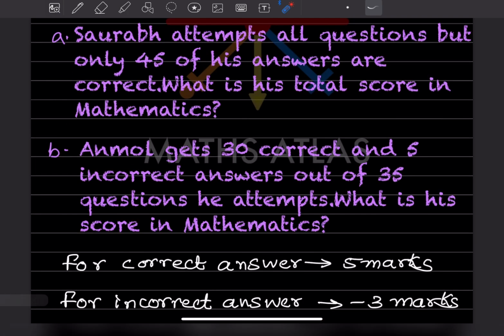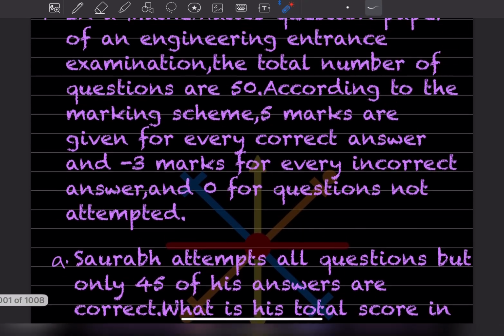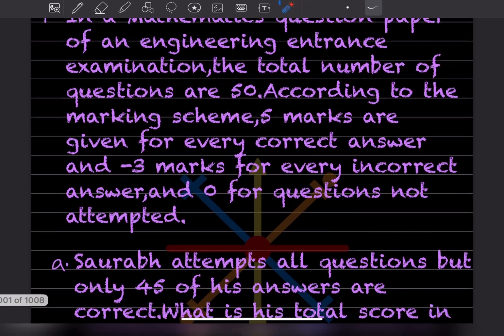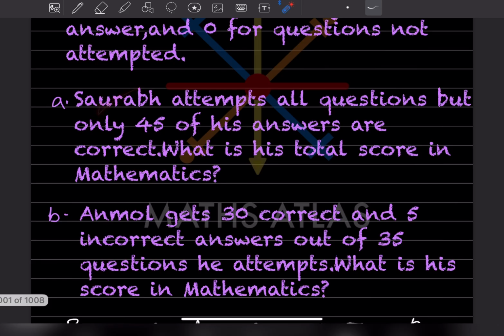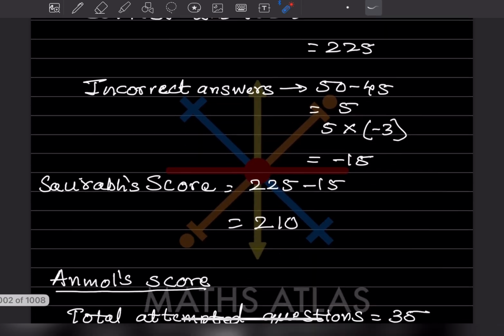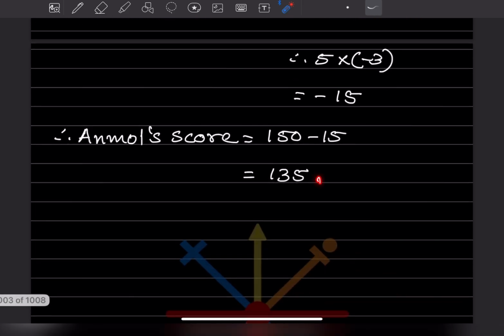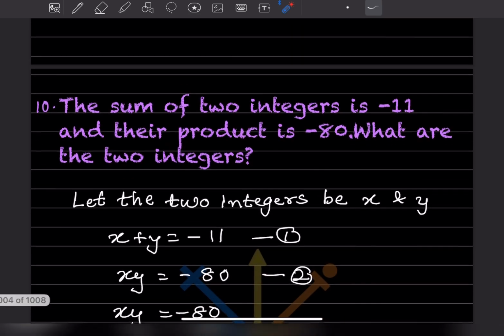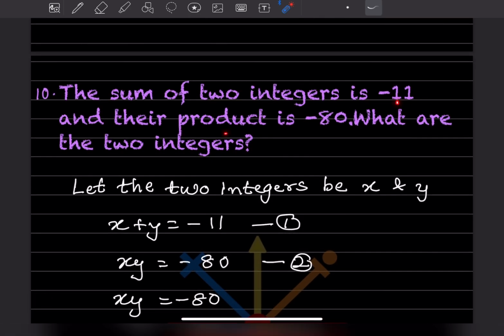So they have asked for the answer of this one and Anmol's one. So this is the answer. Next question: the sum of two integers is -11 and the product is -80. What are the two integers?